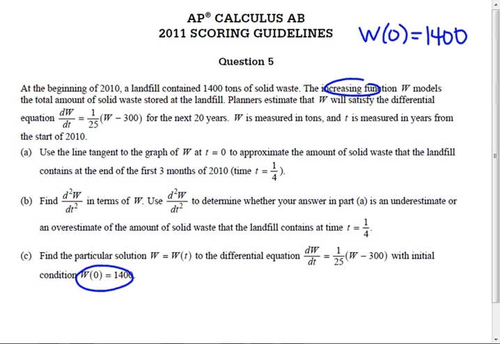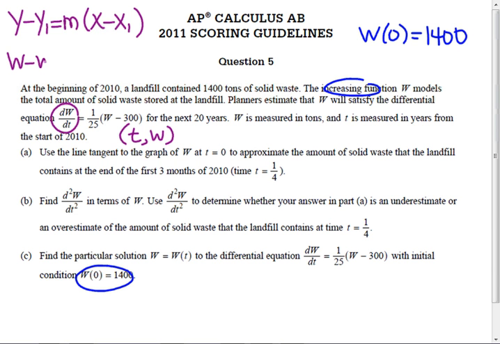Okay, use the tangent line. Well, we know how to write a tangent line. The problem is I don't know the right variables. y minus y1 equals m times (x minus x1). What are the variables in this problem? Not x and y. So it's t comma W. So the equation of the tangent line is W minus W1 equals the slope times (t minus t1). I always use that form, although you do have y equals mx plus b here.